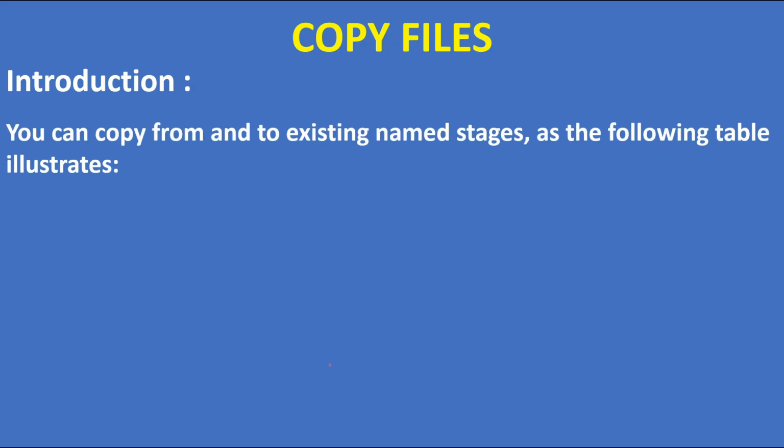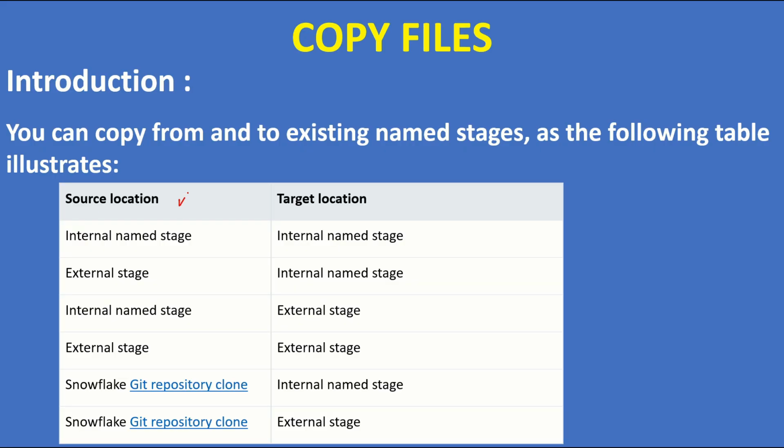You can copy from and to an existing named stage as the following table illustrates. Here is the source location and target location. If you use the source location as an internal named stage, you can copy files from internal stage to internal stage. This is one option. And external stage to internal named stage, and internal named stage to external stage. Here external stage is nothing but an S3 bucket or blob storage or Google storage. External to external, we can perform all of these.